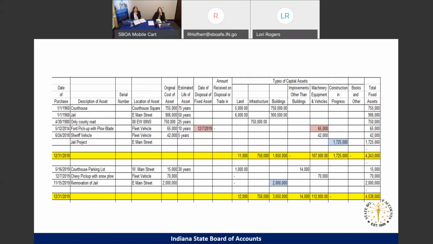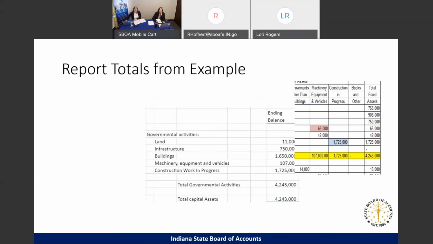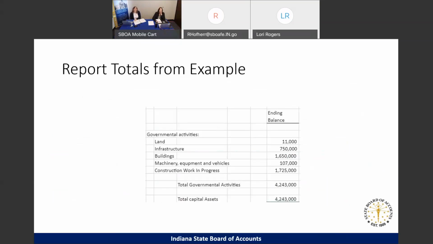When you're looking at the first line, 12/31/2018, there's a total for each category. So 11,000 in land, 750,000 in infrastructure, and so on. Those are the numbers that you're going to put, or have been putting, into Gateway, into the schedule there for year-end numbers, directly off of your details. And that would have looked something like this. You would have had a schedule within Gateway that said land, I have 11,000, infrastructure, 750, straight from the numbers on that form.